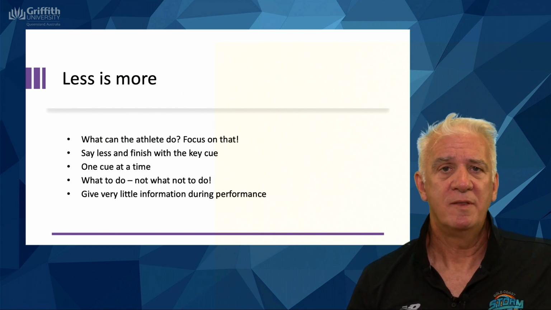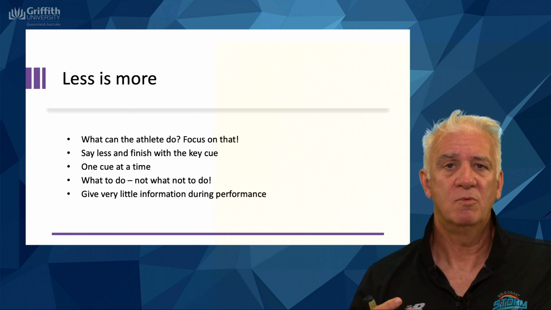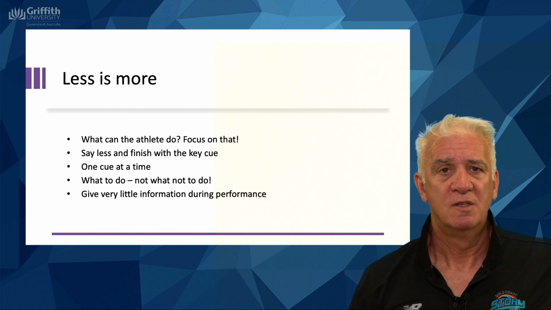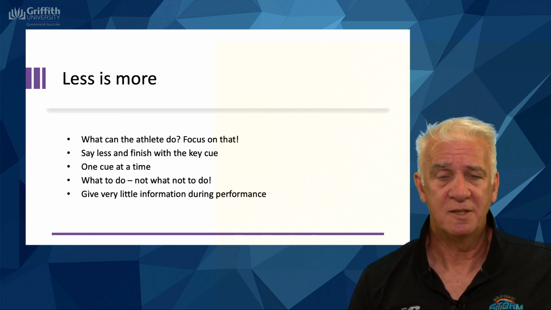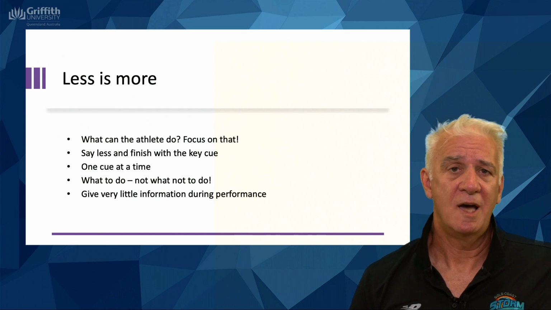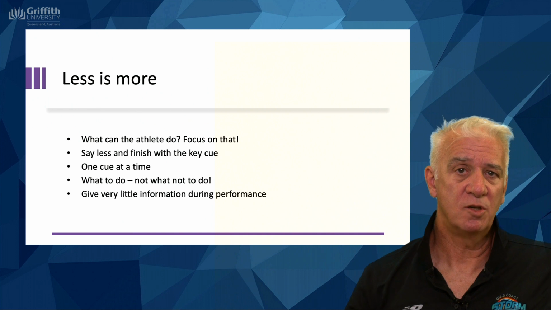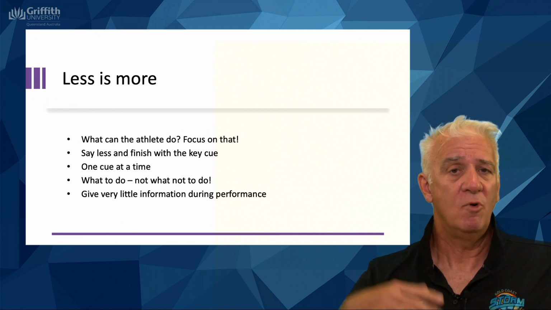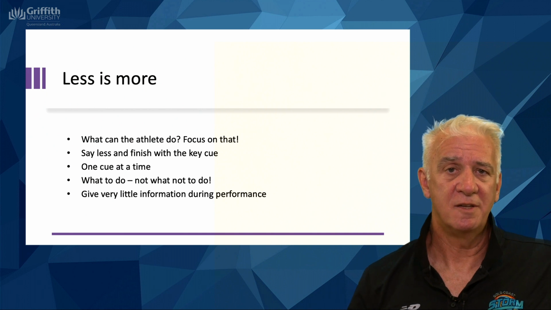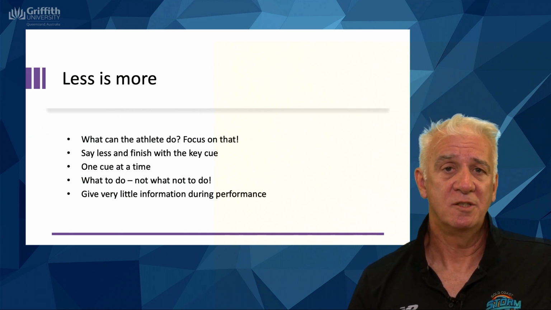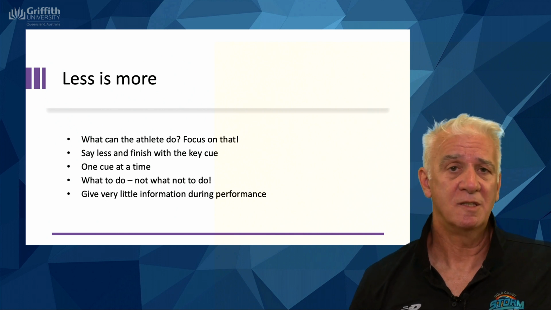What we mean by this is we want to tell them what we want them to do, not what we want them not to do. For example, if you've got some kids spiking, rather than saying don't hit it in the net, say hit it high and deep. High and deep is the cue. You're telling them what you want them to do. If you tell them what not to do, if you say don't hit it in the net, by implication, it doesn't matter if you hit it under the net or straight back at your setter or anywhere.